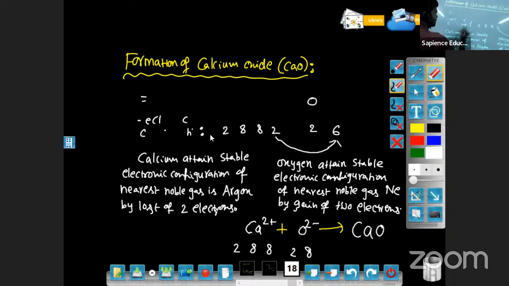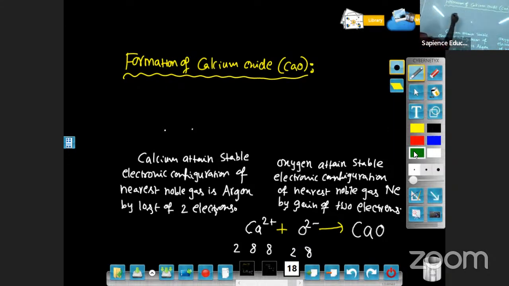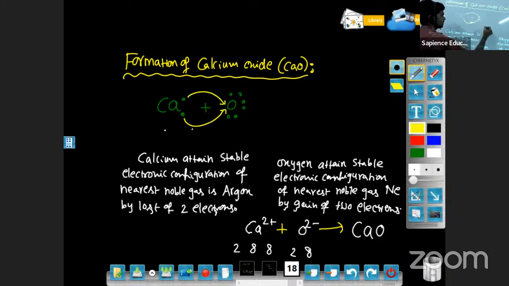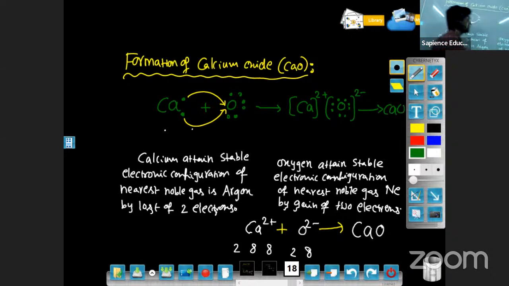Dot structure. So with green color, I'm writing the dot structure. Calcium, how many valence electrons does it have? 2. Keep like this. Oxygen has 6. So these electrons go here. Then it becomes Ca 2 plus. And oxygen gets 8 electrons in the valence shell by gain of 2 electrons. It becomes 2 minus. Then it gives rise to the product CaO. That's all.